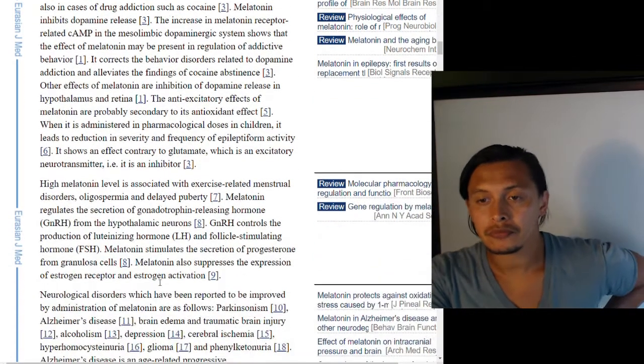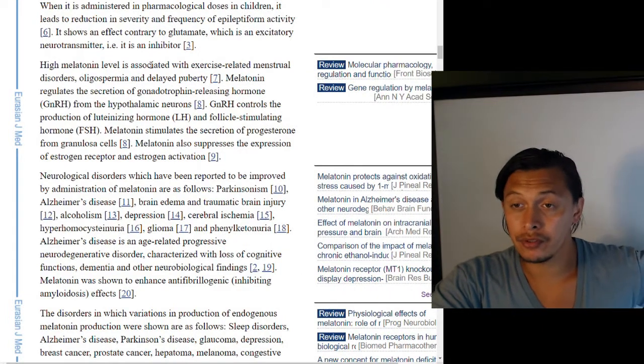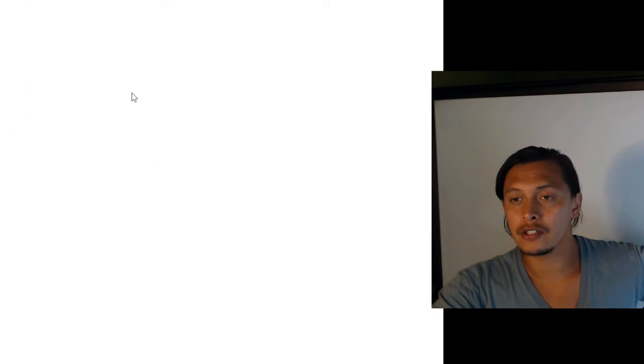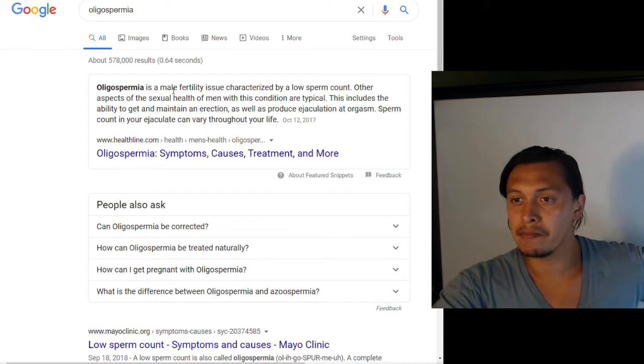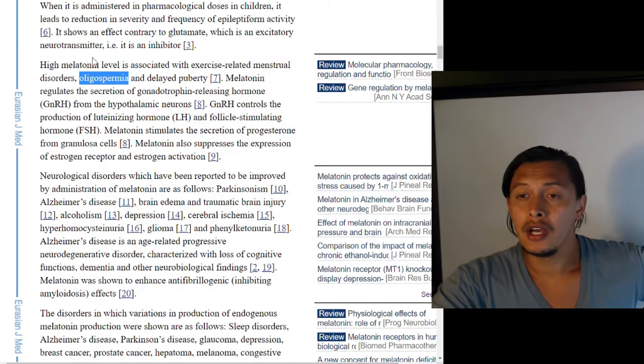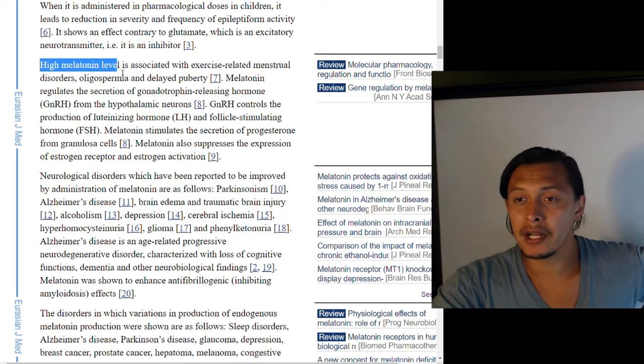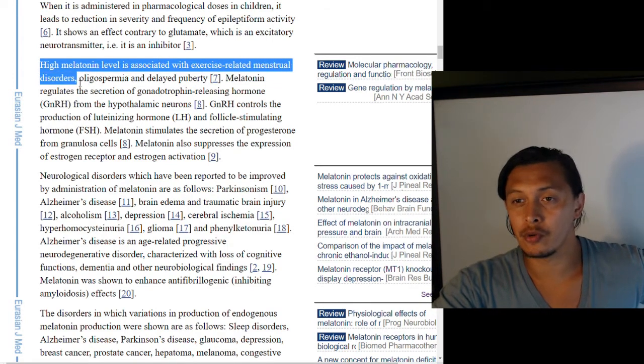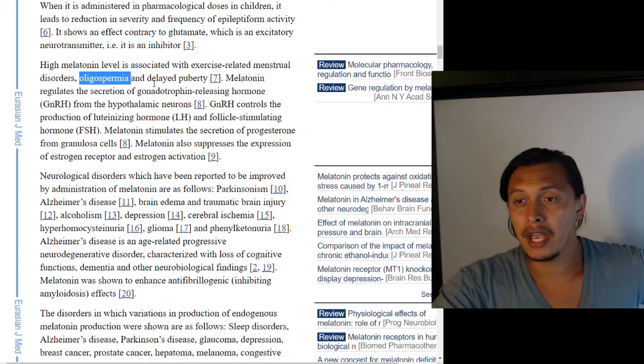So high melatonin level is associated with exercise-related menstrual disorders. Oligospermia. And what is that? Oligospermia is a male fertility issue caused by low sperm count. So it's low sperm count. So if you have high melatonin level, it is associated with the exercise-related menstrual disorders, the oligospermia, and also delayed puberty.